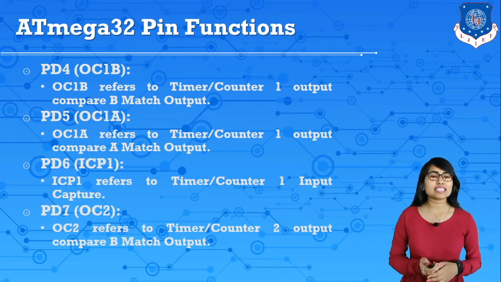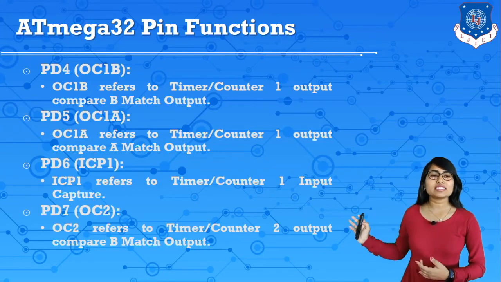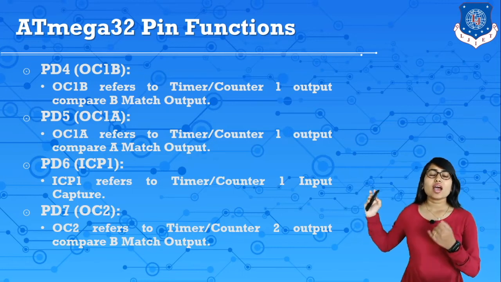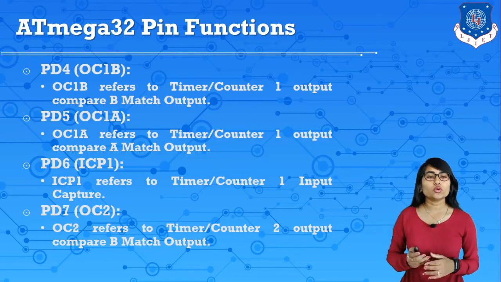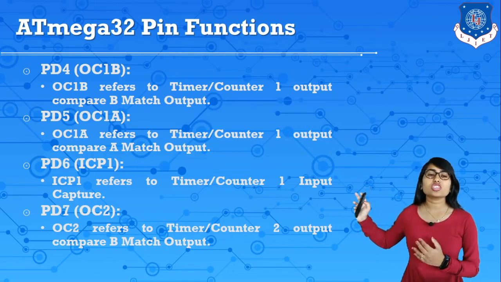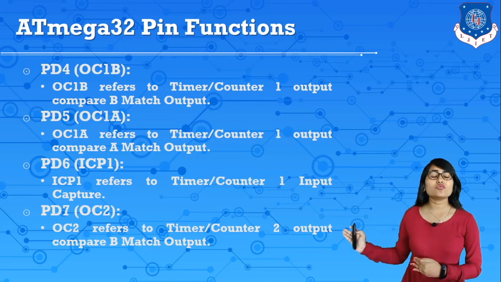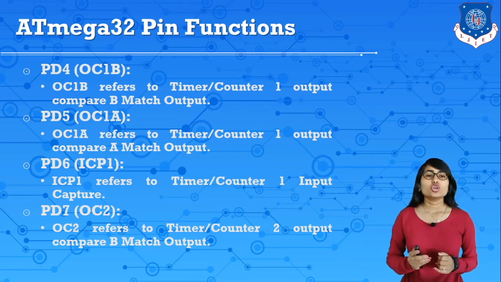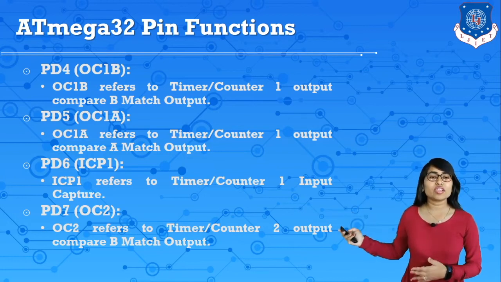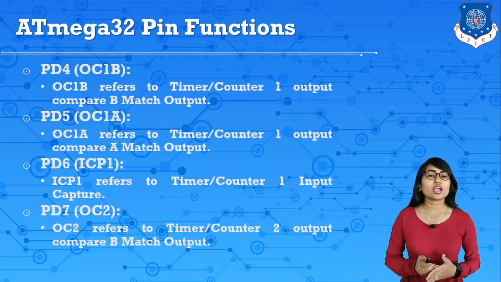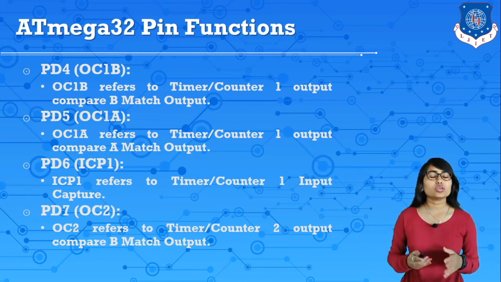Then next PD6 and PD7. PD6 is basically for ICP1. ICP1 refers to timer counter 1 input capture, and OC2 refers to timer counter 2 output compare match. This 2 is basically for timer counter 2. Whenever a sequence of timer counter 2 is completed, this OC2 is activated, and ICP1 is for timer counter 1 input capture. In timer 1 there is a special functionality for input capture. So these are all the port D functions.